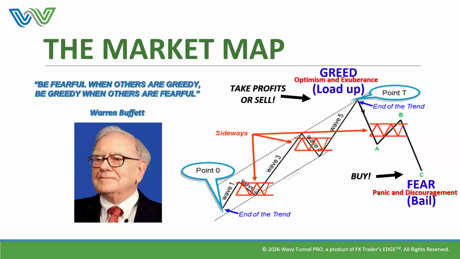Warren Buffett says, be fearful when others are greedy, be greedy when others are fearful. Up here, we need to be fearful when the market is extended, and down here, we need to be greedy. That's what the contrarian idea is.